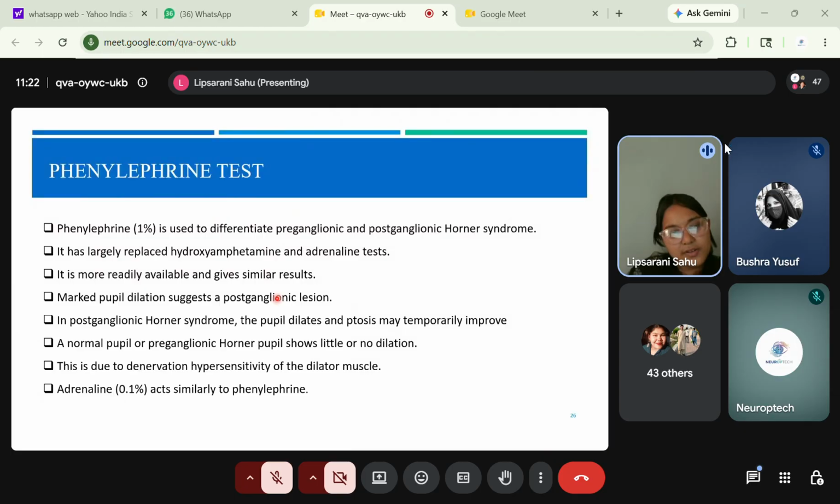In postganglionic Horner syndrome, the pupil will dilate and ptosis may temporarily improve. A normal pupil or preganglionic Horner pupil shows little or no dilatation. This is due to the denervation hypersensitivity of the dilator muscle, and the adrenaline acts similarly to phenylephrine.